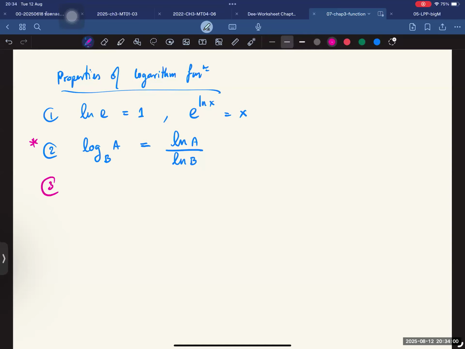All right. Another formula that should be understood and be able to use. The natural log, in fact, it can be any log. The log of a times b, this is the same as the natural log of a plus the natural log of b.